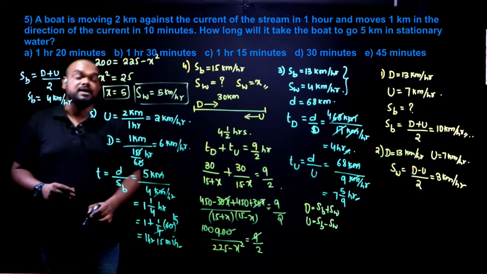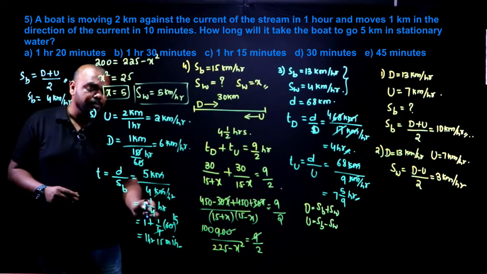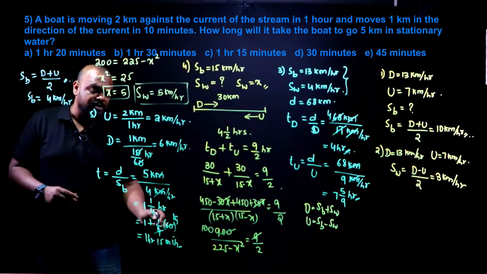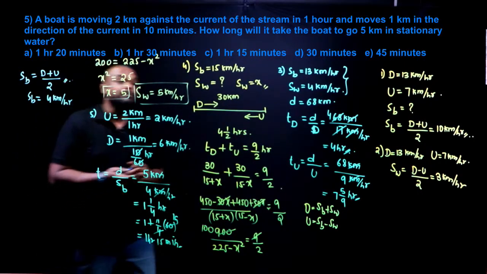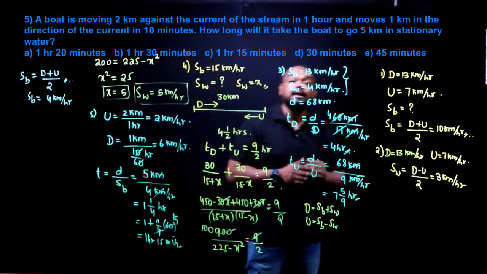1 by 4 hours. Now what do we do? This can be written as 1 hour plus 1 by 4 hours. 1 by 4 hours converting into minutes, only this part. 1 by 4 into 60 minutes. You'll get 15 minutes. So 1 hour 15 minutes must be my final answer.